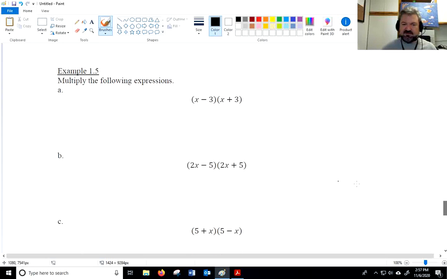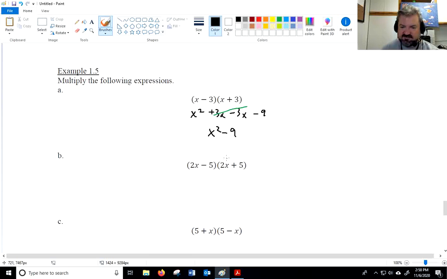All right, let's take a look at these. We're going to multiply these expressions. All right, we have x minus 3 times x plus 3. x times x is x squared. Then x times plus 3 is a plus 3x. And then minus 3 times x is a minus 3x. Then negative 3 times 3 is a minus 9. But you'll notice that in the middle, I have these opposite terms that cancel out. So it's left with just x squared minus 9.